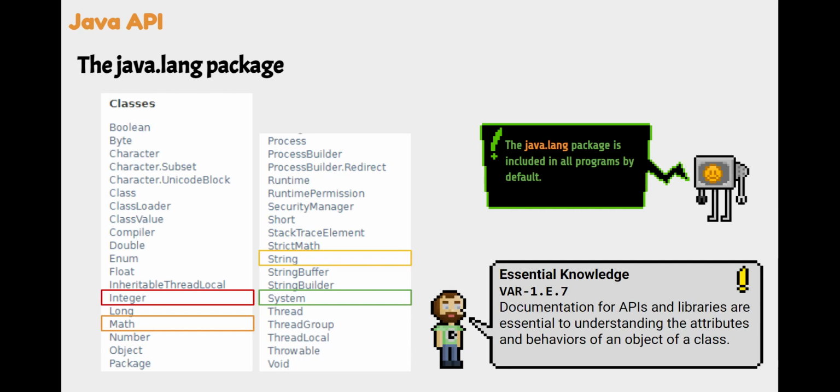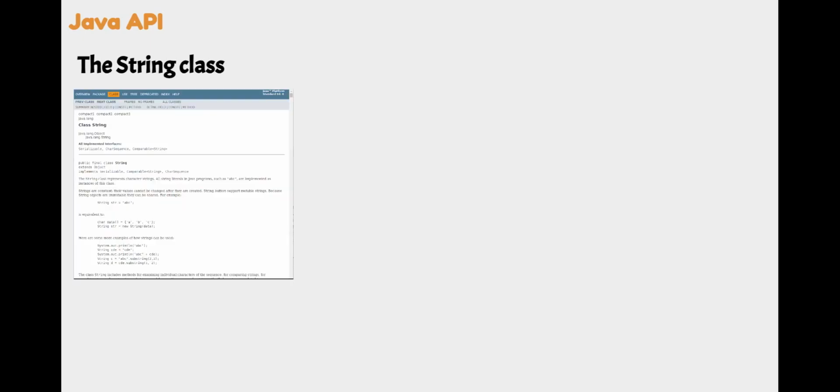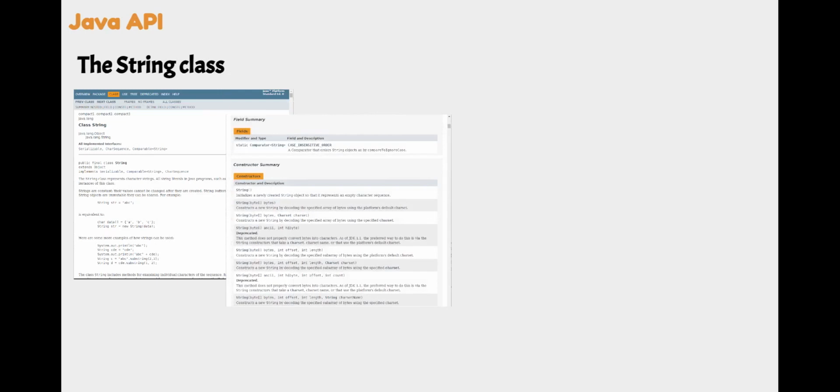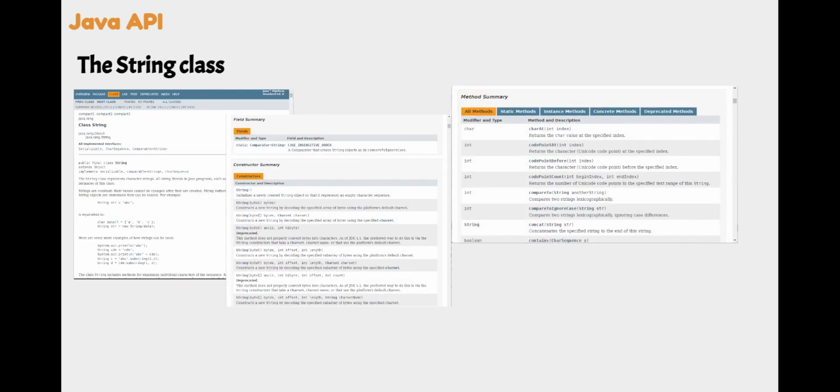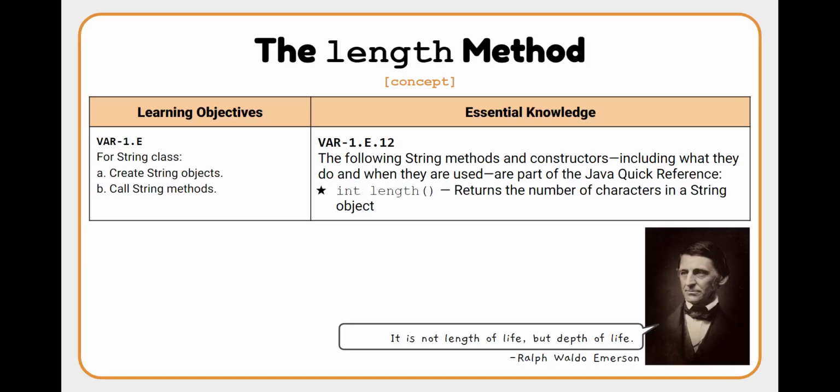So we're going to start off by looking at one class in particular, and that is the String class. If you look up the String class in the Java API, it will give you information about that class. It will tell you about the constructors that you can use, and it will tell you about all of the methods that you can call for that class as well. This aligns with our essential knowledge. The String class is part of the java.lang package. Classes in the java.lang package are available by default. We're going to be pulling some methods out of that String class and looking at them one by one.